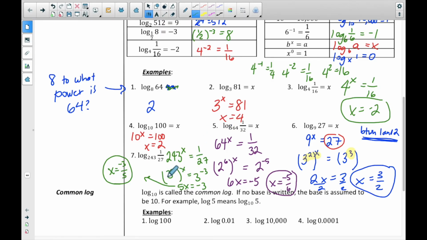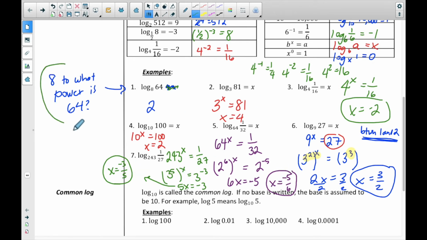So we come over here, we change this to 3 to the 5th to the x power. 27 is 3 to the negative 3, because 3 to the 3rd is 27, so 3 to the negative 3 is 1 over 27. Now we can drop that common base and just say 5x is equal to negative 3, and we get our answer. That's how you evaluate logs.